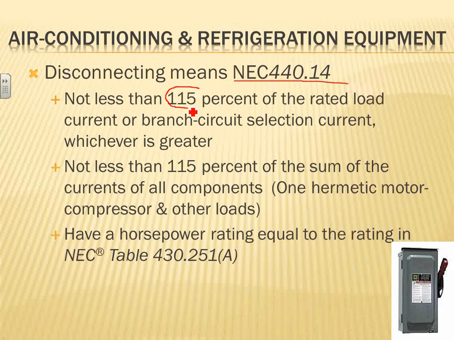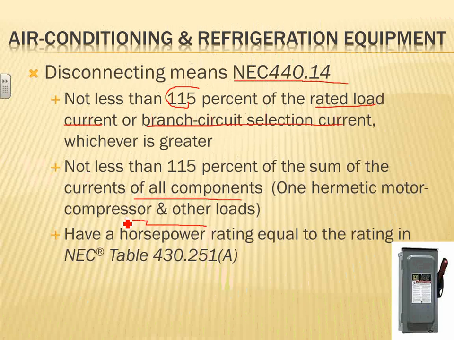Here's how they size it: 115% times the rated load amps, the rated load current, or the branch circuit selection current. So in terms of us, you take the unit, the rated load amps for that unit, the whole unit, you multiply by 1.15, and you put in the next standard overcurrent protection device for that particular unit. Not less than 115% of the sum of the current of all components. So if you have multiple components in one system, you add all the full load currents together and multiply by 115%. So that's the amp size.